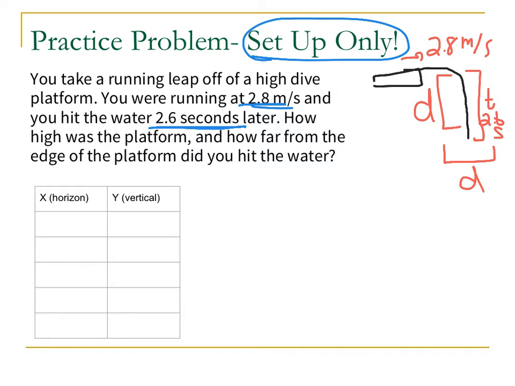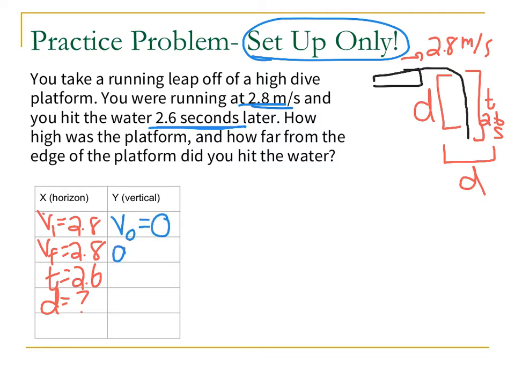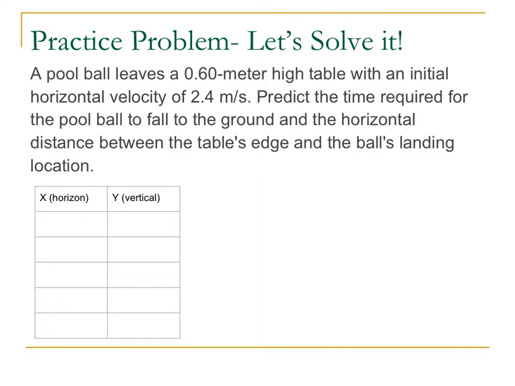Okay, let's set this up. So we know in the x, my initial and my final are both equal to 2.8. Nothing else is affecting it. We also know my time is 2.6 seconds. This is both for the x and y. I'm looking for my distance. In my vertical, I know my initial velocity is 0, my acceleration is 9.8, and my time is also 2.6. I'm also looking for my distance. So right here we solved about half of the problem. Our next step would be choosing the equations and solving for our 2 variables. All right, so let's solve this problem together.